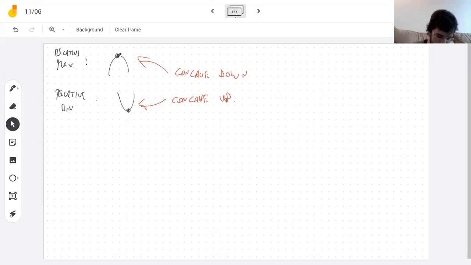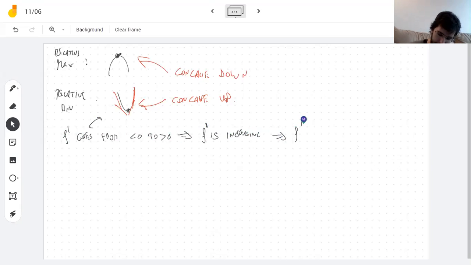And if you think of the first derivative test, for example, if you're concave up, your derivative has to be going from negative to positive. And if you go from negative to positive, you've got to be increasing to do that. So f prime goes from negative to positive, this means that f prime is increasing. F prime is the function that's going from negative to positive. And if a function is increasing and it has a derivative, then it's going to be positive. So this is the second derivative test, which is really great because it's really easy to use.